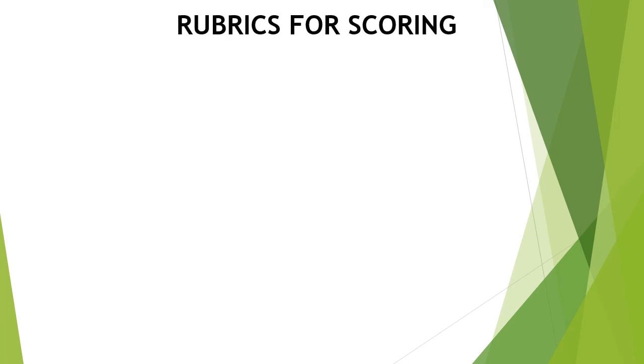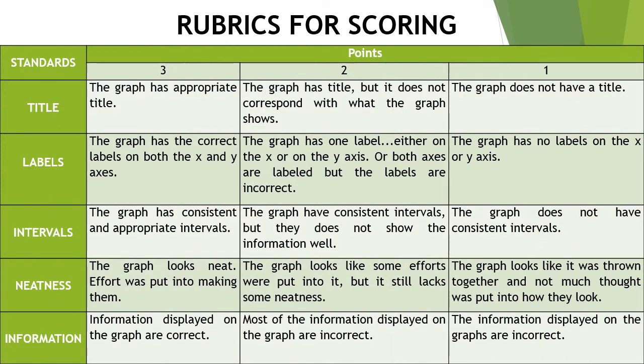Okay, so for this activity, we need to have another scoring rubric. So we have the same scoring points, 3 as the highest and 1 as the lowest. But this time, I have prepared 5 standards. We have the title, the labels, the intervals, the neatness, and the information. Now, for the full information that can be seen on the rubric, please refer to your copy if you have printed your copies already.